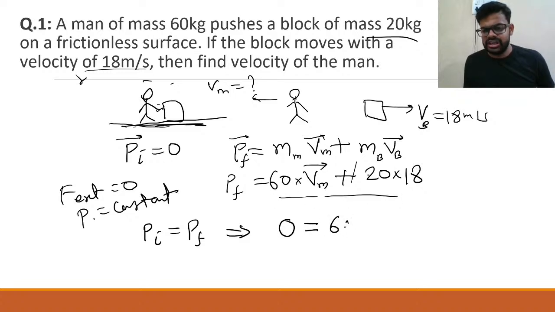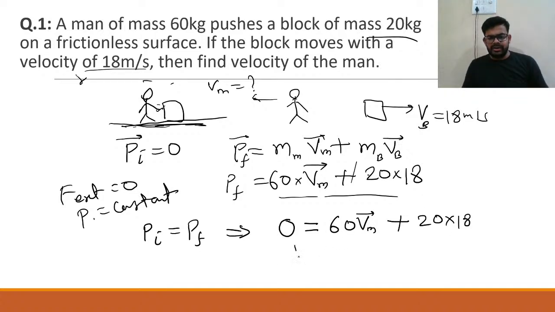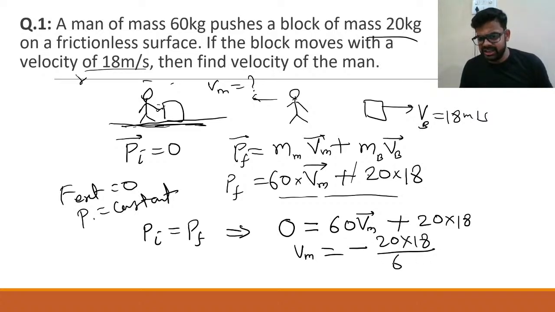That is 60 into Vm vector. This vector sign just represents direction, nothing else. It is just showing positive or negative, so automatically we will get it in the answer. So here, 20 into 18. That's all. So we are getting Vm equals, just transfer this, minus 20 into 18 divided by 60. We have just simplified it, nothing else.